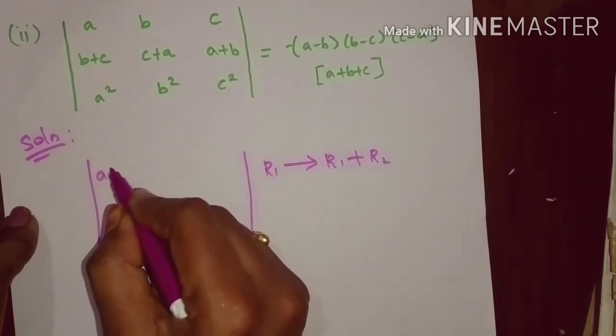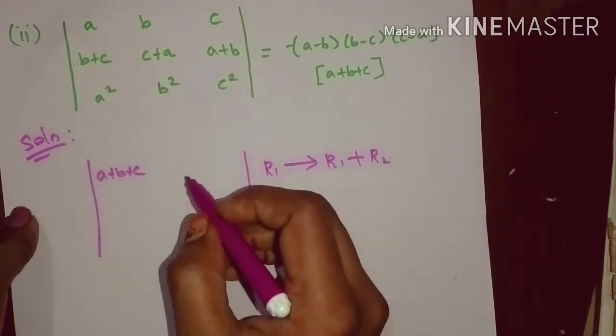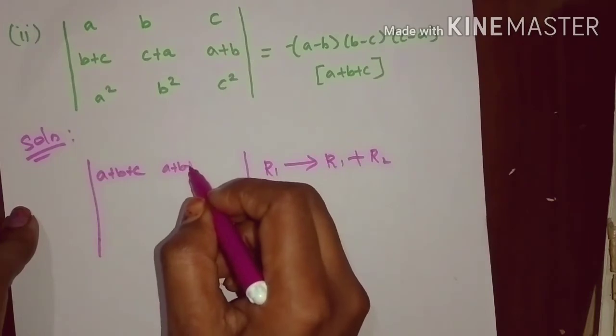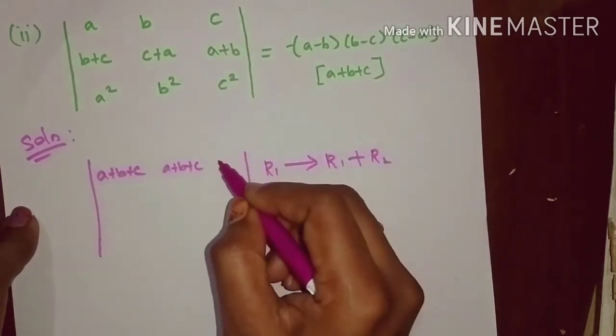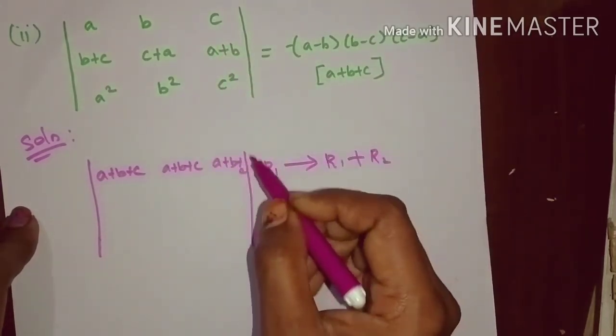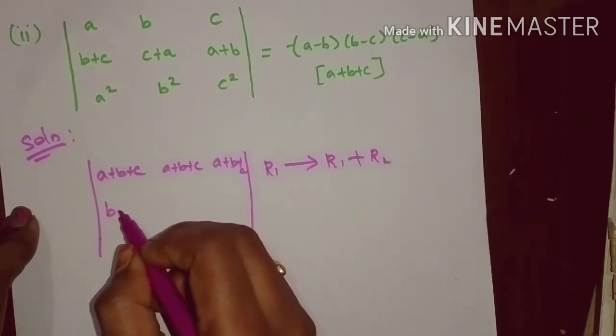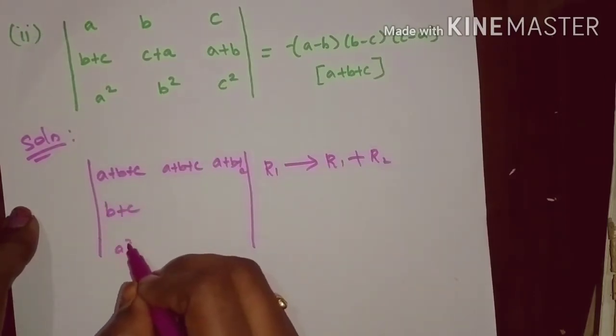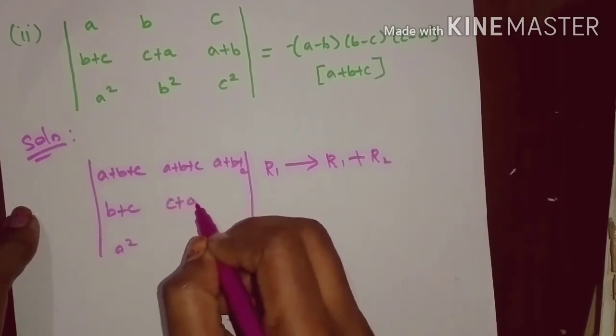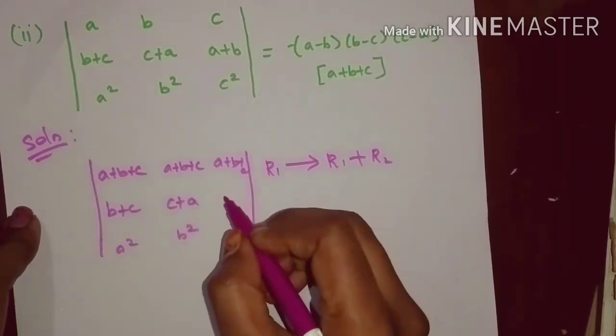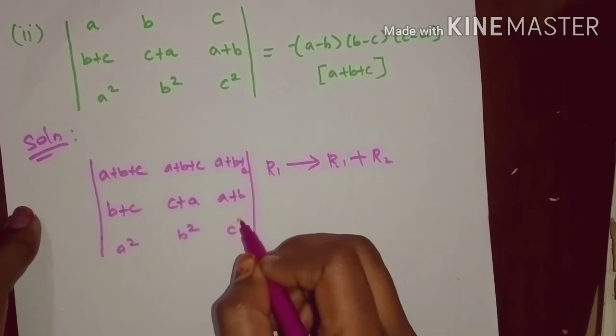So we will get a plus b plus c here, and again a plus b plus c here. By adding this b also, we get a plus b plus c here. Here also we will get a plus b plus c. So the remaining terms remain as they are: b plus c, a square, c plus a, b square, a plus b, c square.